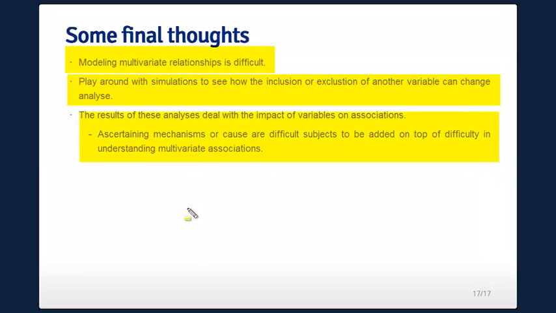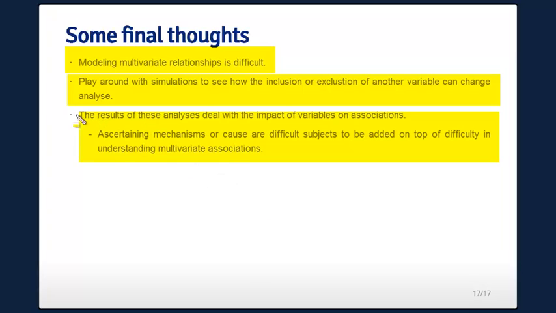So the discussion from these analyses deals with the impact of inclusion or exclusion of variables on associations. But an even harder problem is ascertaining whether kind of x causes y. So that, in addition to all of these considerations, adds this secondary consideration. And so that's another problem. That's kind of a hard problem. That's the so-called domain of causal inference.